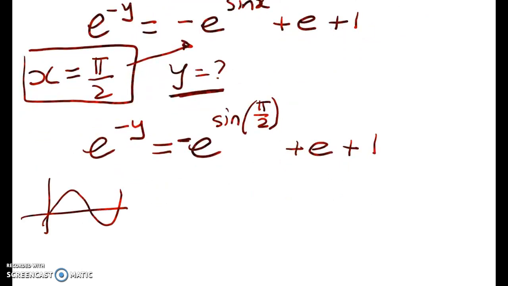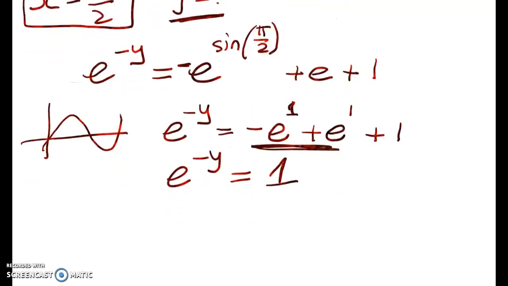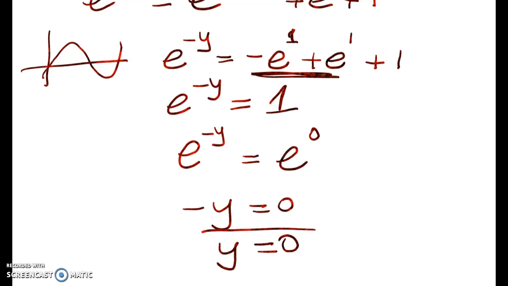Here's my sine curve. Sine of pi on 2 is 1. So we get e to the negative y is equal to negative e to the power of 1 plus e to the power of 1 plus 1. E to the negative y, these go, is equal to 1. So e to the power of what is equal to 1? 1 is just e to the power of 0. Negative y is equal to 0. Y is equal to 0.